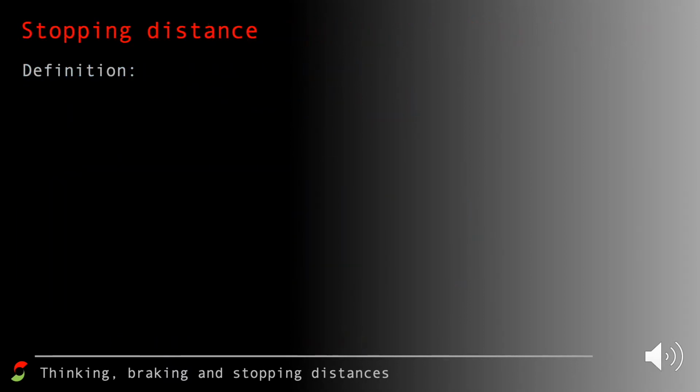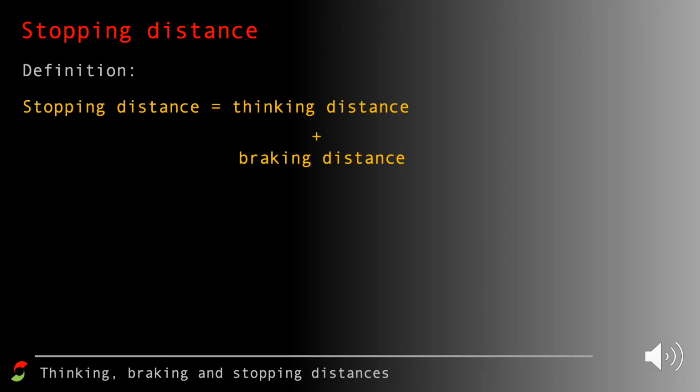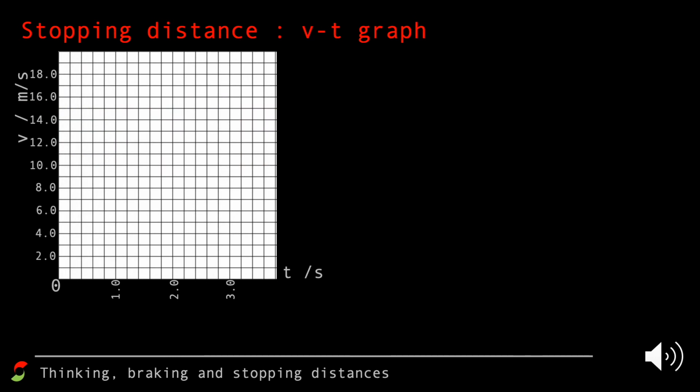Now we've got stopping distance, and the definition of stopping distance is a very simple mathematical equation. It is thinking plus braking distance, and it is as simple as that. You just add the two together. So in exams, well, stopping distance questions usually come up in the guise of a velocity time graph, and it's a very good opportunity to do some synoptic based questions.